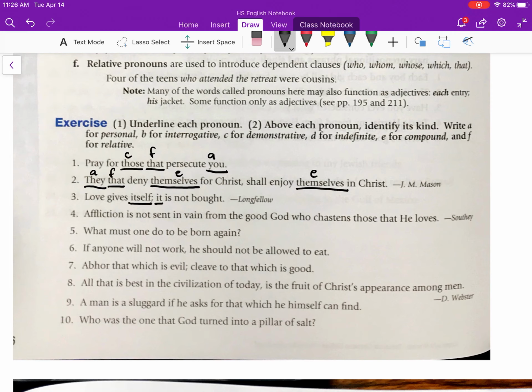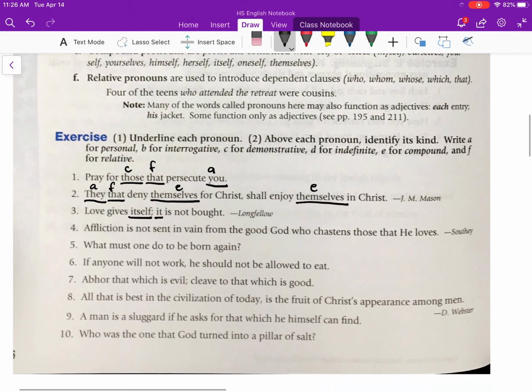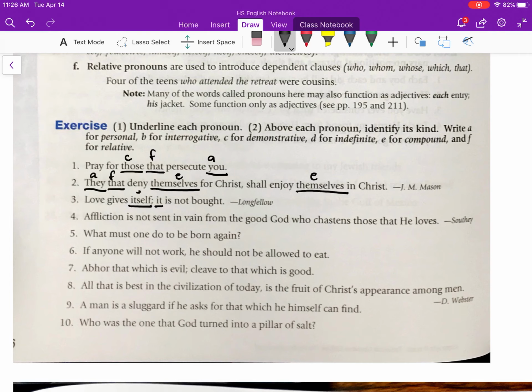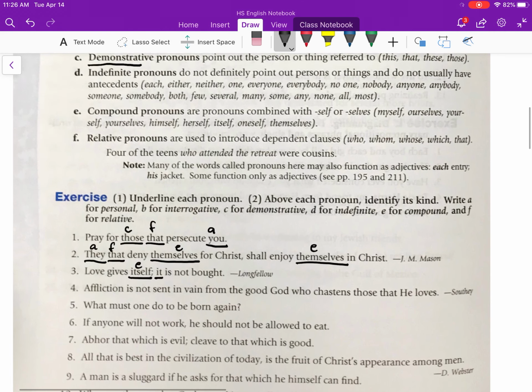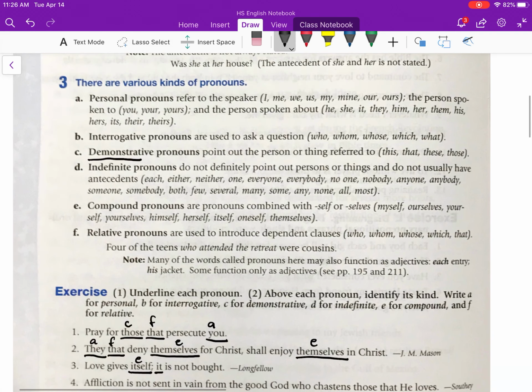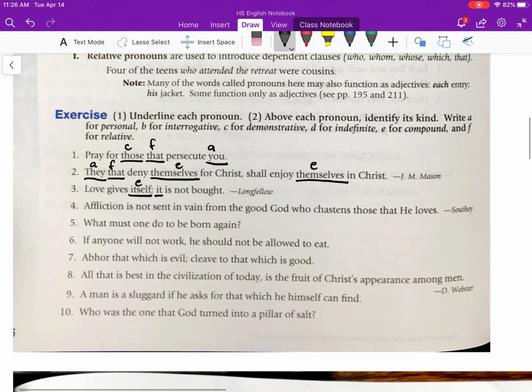Okay, so you got these two, itself and it. And so itself is going to be one of these compound pronouns again, so we're going to go E for compound. And the word it is going to be a personal pronoun, I do believe. I just want to make sure about that. He, she, it, yes, okay. So that is going to be an A.